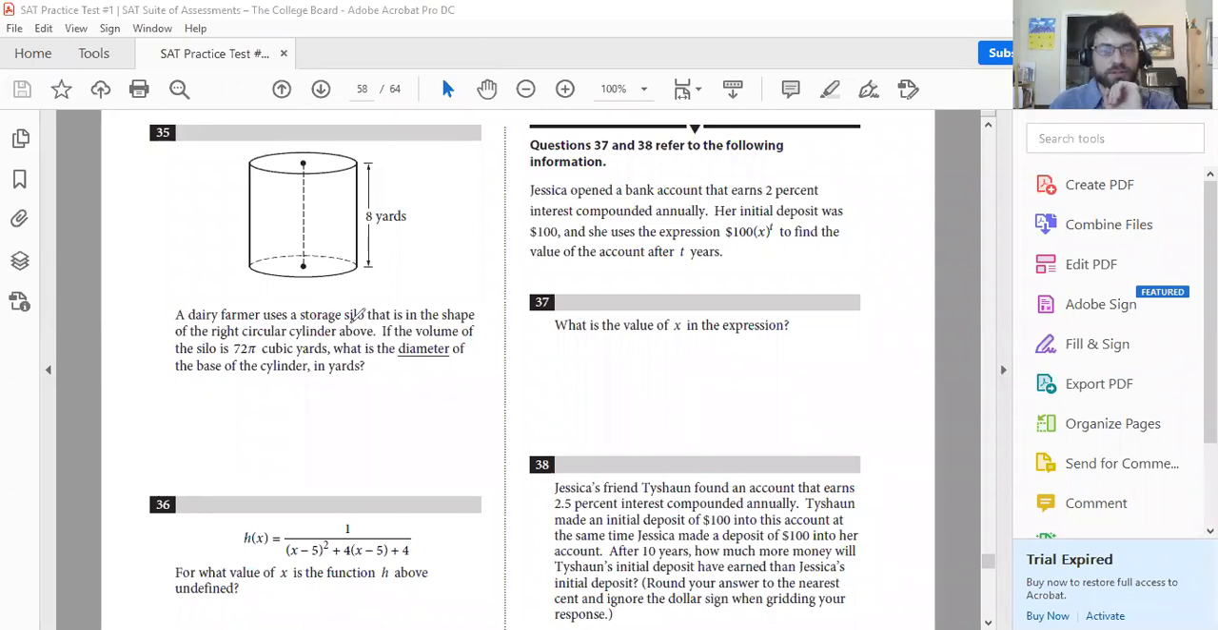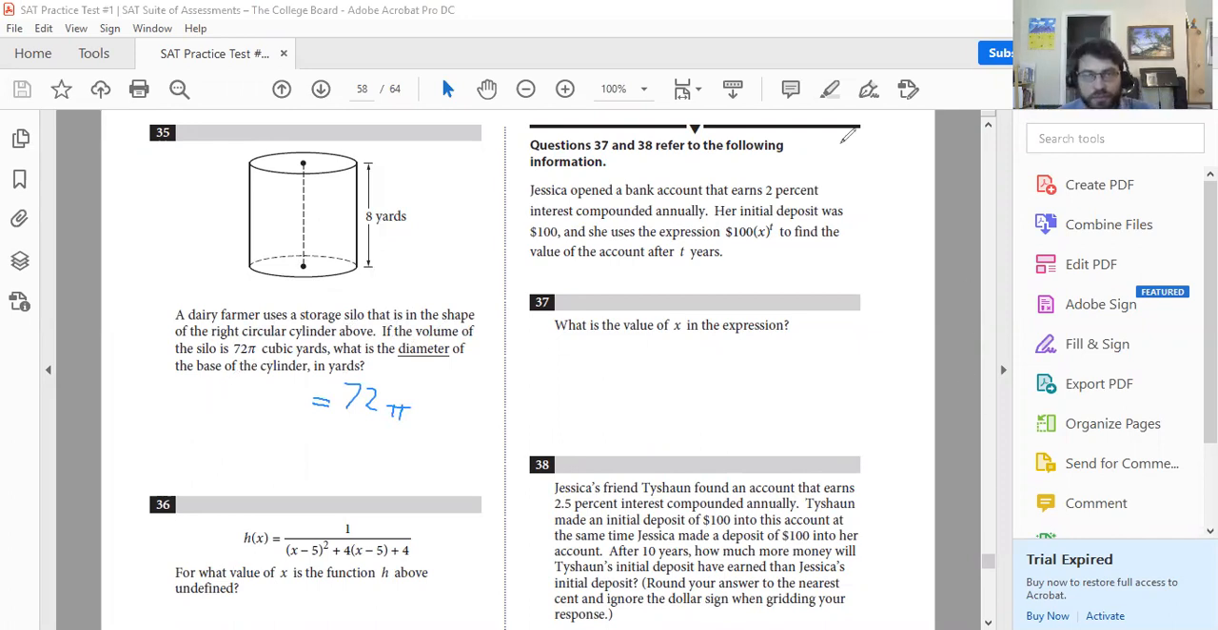Cylinder. A dairy farmer uses a storage silo that is in the shape of a right circular cylinder. The volume of the cylinder is 72 pi cubic yards. Everything's in yards, we're good. What is the diameter of the base of the cylinder in yards?